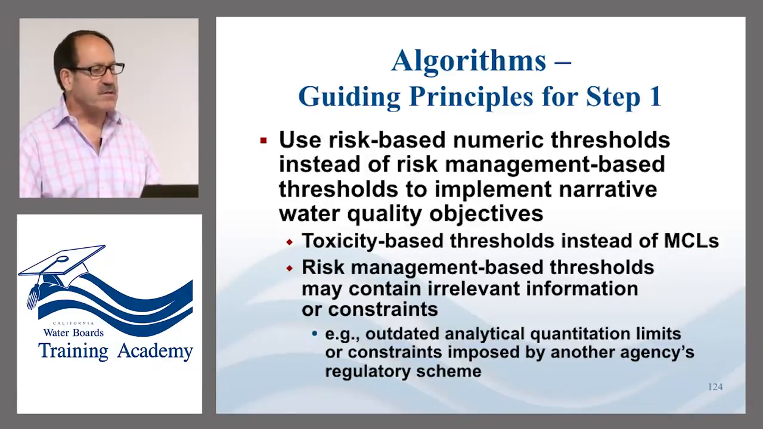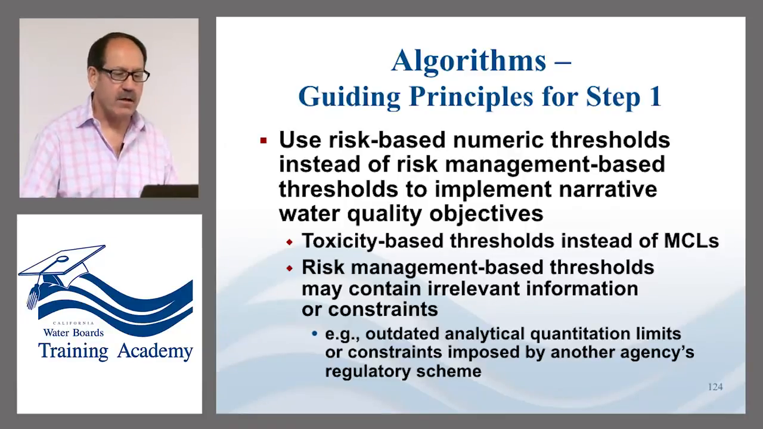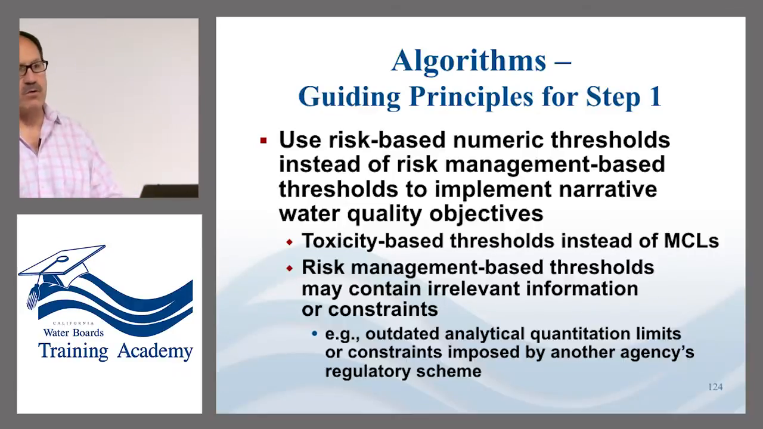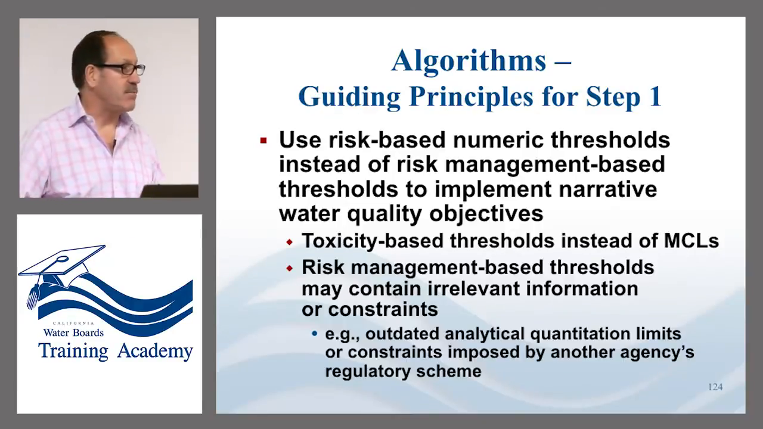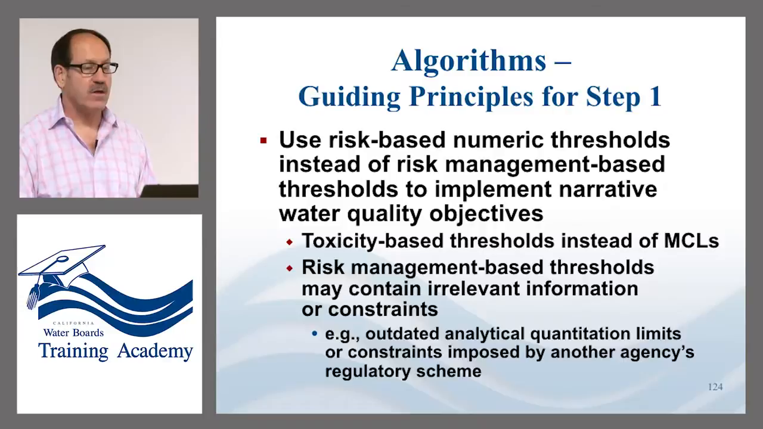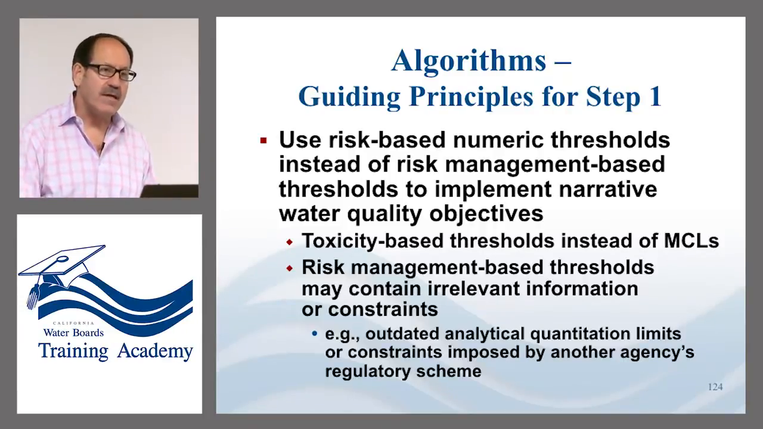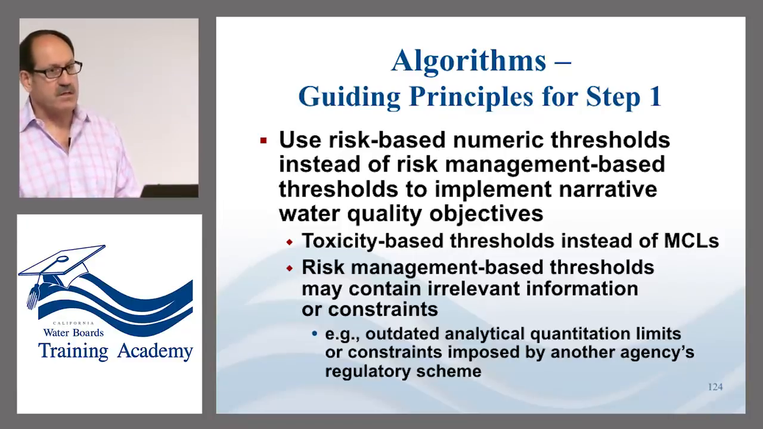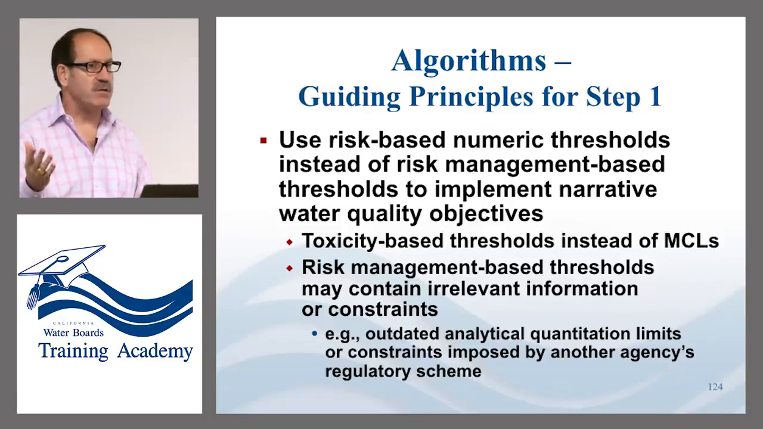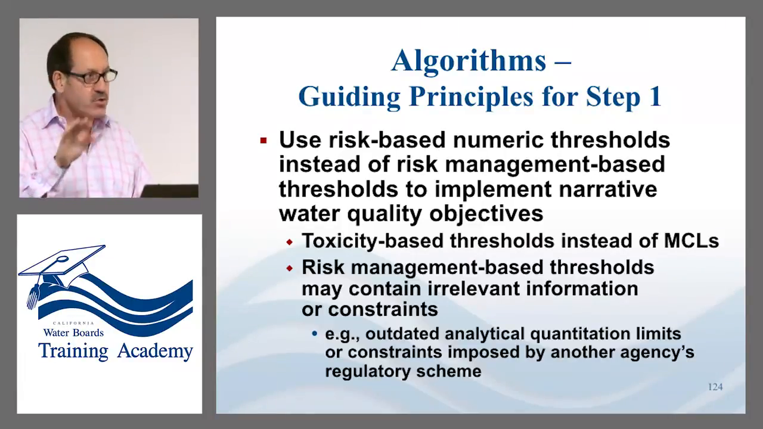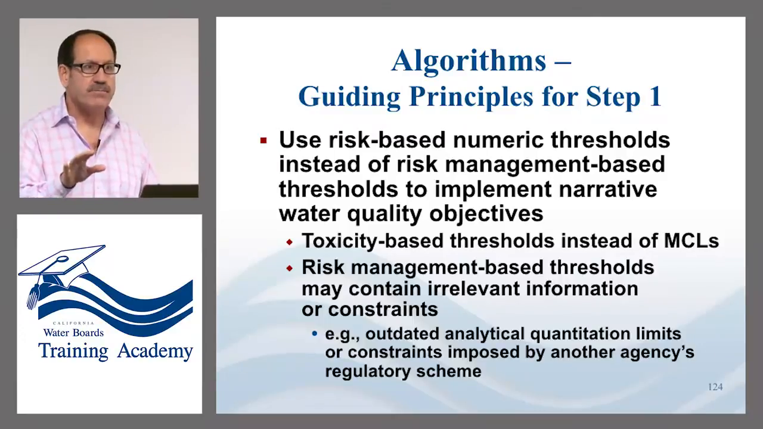There's a preference in the algorithms for purely risk-based numeric thresholds rather than risk management-based thresholds. To give you an example of what I'm talking about, a purely risk-based threshold for toxicity might be a toxic amount. A risk management-based threshold might be an MCL that started with a toxic value, but then made some adjustments based on what's needed for the drinking water implementation program.